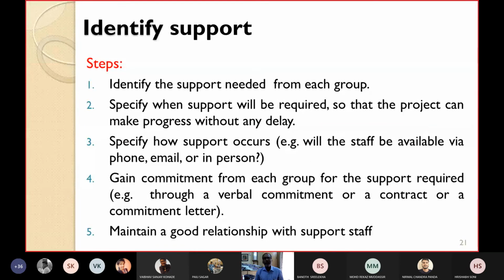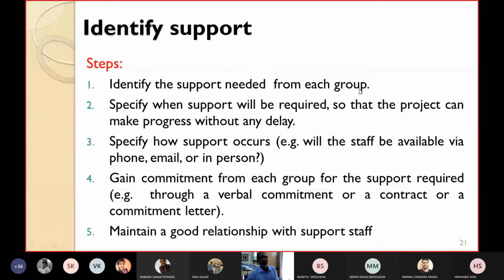Those are hardware, software, and support. We have already seen the basic steps for identifying hardware. We have seen the steps for identifying the software and the problems associated with them, and the next one is how to identify the support. The steps are like this. First, identify the support needed from each group. There are different groups such as requirement analysis group, design group, coding group, testing group, maintenance group. So identify what kind of support is needed from each group.